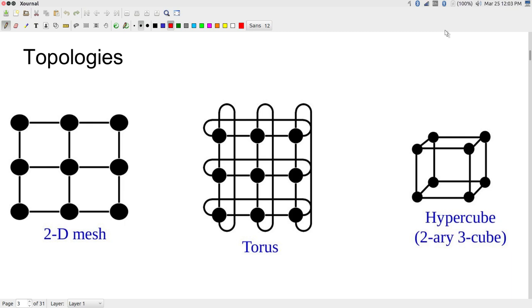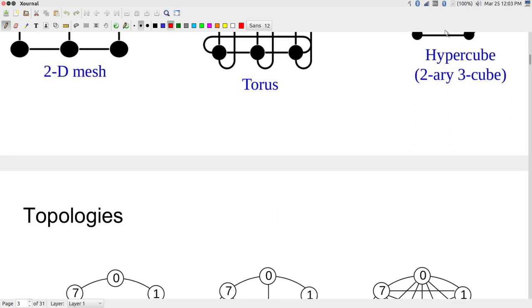The torus is an extension of the 2D mesh that makes it easier to communicate from one end to the other, logically, right? But physically, as we can see, it means that you need long wires, which might lead to other kinds of problems. A three-dimensional hypercube is in some ways better because it provides additional connections between nodes. But once again, how do you actually realize this on physical silicon is a different question, right?